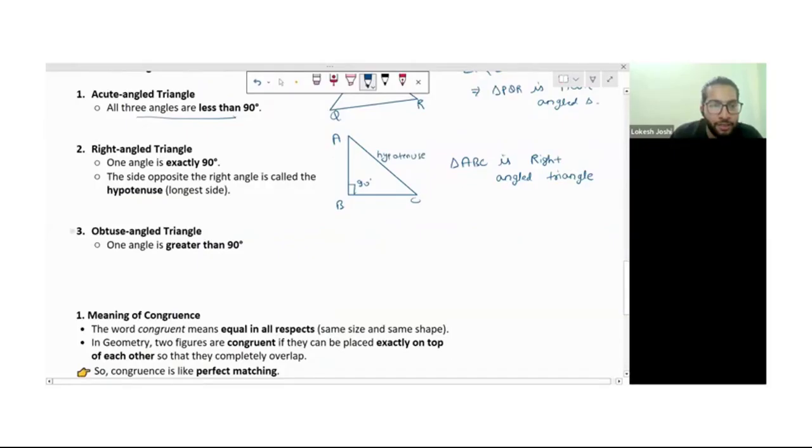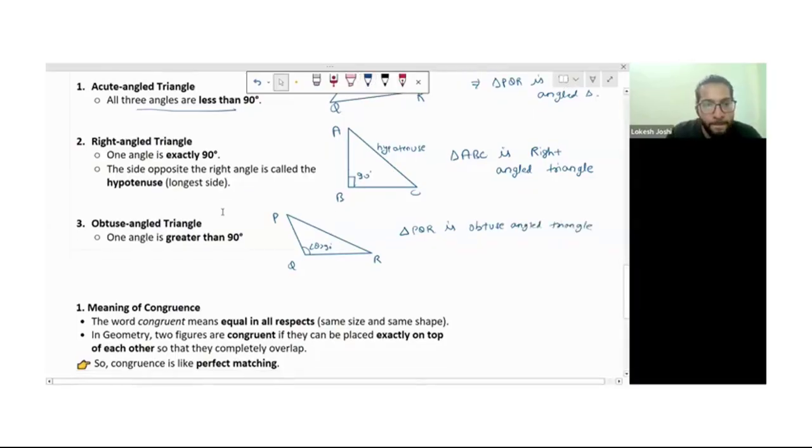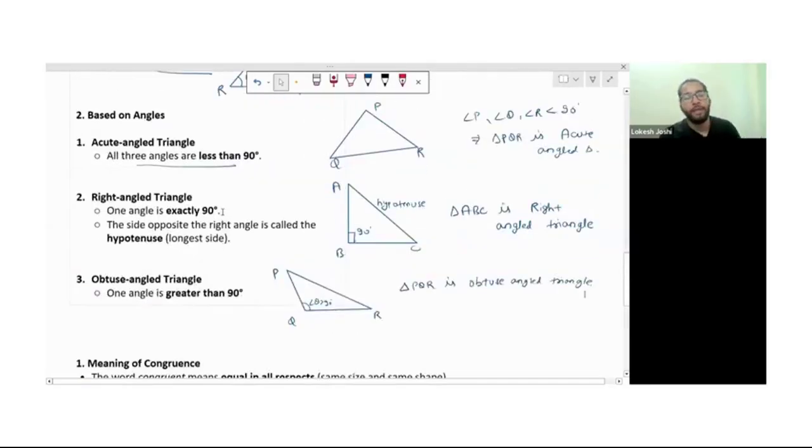Now the last one, the obtuse angle triangle. The triangle in which we have one angle greater than 90 degrees, like that. This one is greater than 90 degrees. Suppose it's PQR and angle Q is greater than 90 degrees. So we say triangle PQR is an obtuse angle triangle. Now that's all for the triangles and their types.